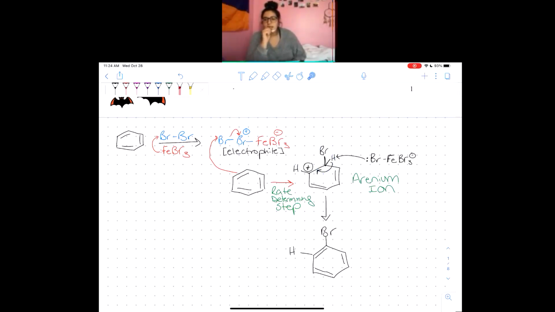And then someone asked, will the arenium ion always be non-aromatic? Yes, because it's going to have that sp3 center and that positive charge. Exactly.